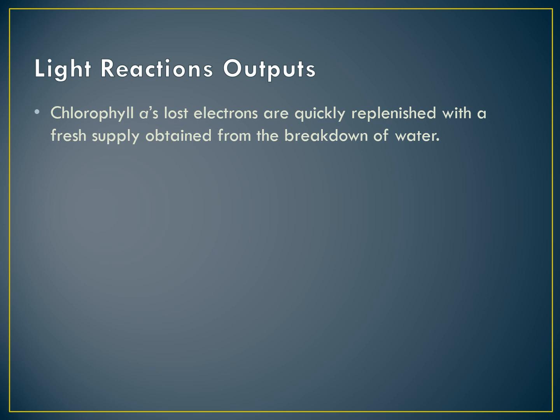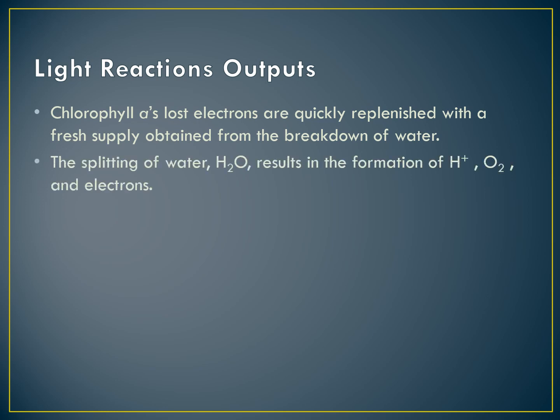Chlorophyll is absorbing light energy from the sun, and that light energy causes electrons in the chlorophyll molecule to move to a higher energy state. The electrons that are lost as they move to that higher energy state are quickly replenished by a fresh supply of electrons that come from the breakdown of a water molecule.